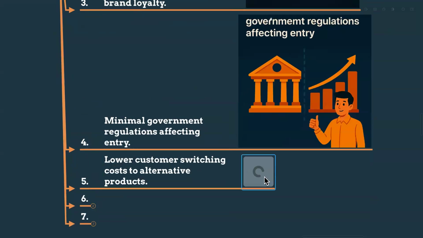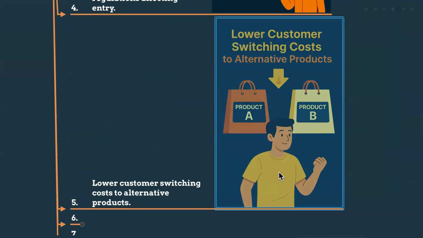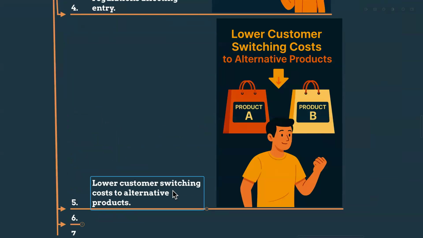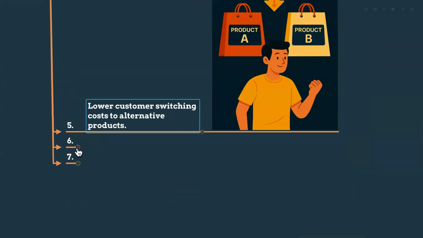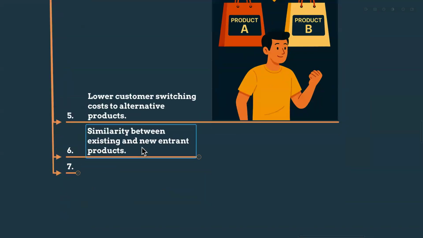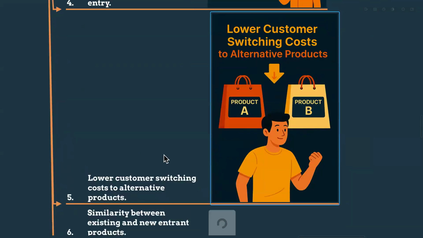And the lower customer switching cost to alternative products. If the customer is just switching from your product to another product and there is not much cost for him, he will just ignore product A from you and switch to product B, because there is no special effort or special cost for him. The switching cost is low. Customers can easily change suppliers, like switching from one grocery to another. If that's the case in your industry, then definitely there will be a threat of new entrants.